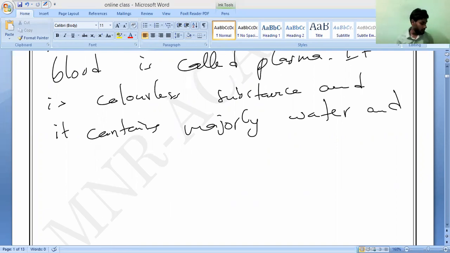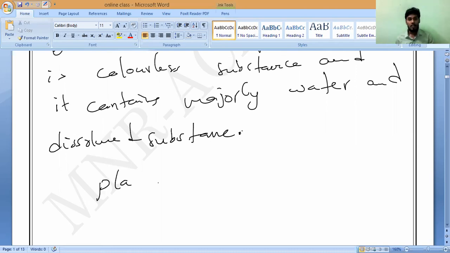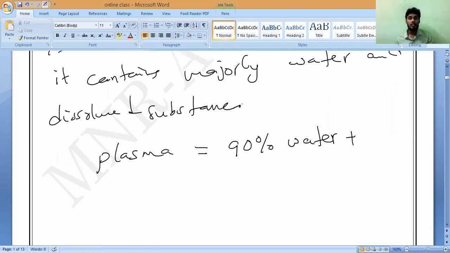Plasma contains 90% of water. What is the percentage of water in plasma? 90%. It also contains dissolved minerals, correct or not? Dissolved substances like proteins, amino acids and so on will also be there. But the majority of the plasma is 90% water, plus the remaining percent.